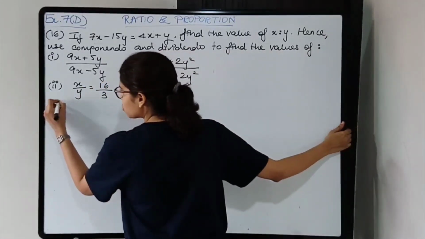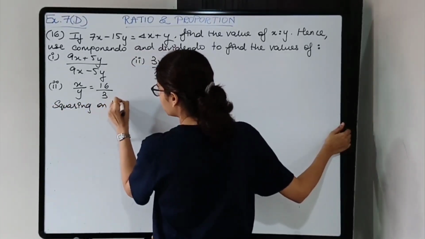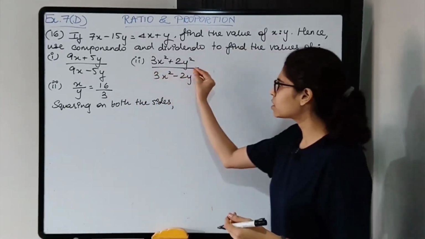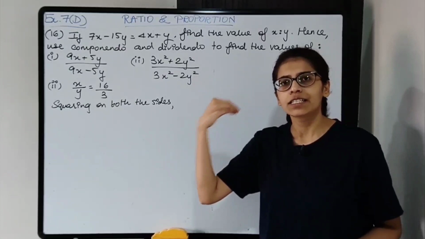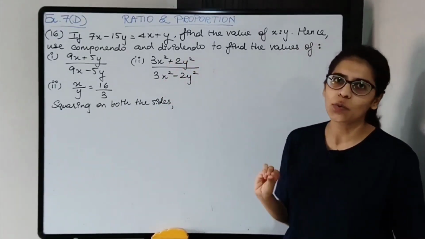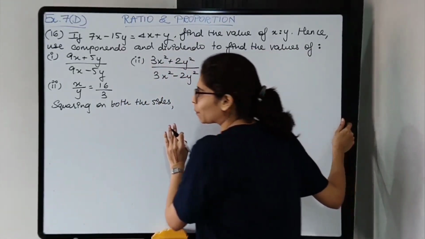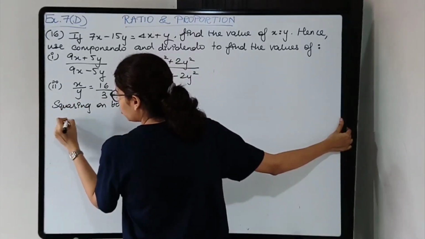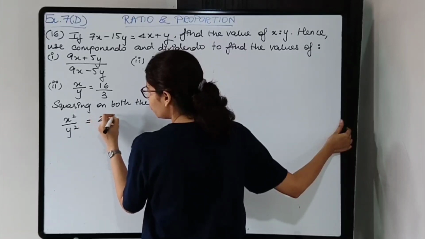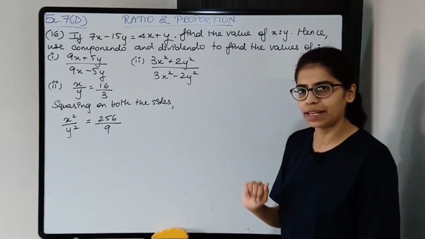So squaring on both the sides. Whenever you are given x square y square, x cube y cube, always square or cube according to the given thing. So square or cube accordingly, and then multiply with the number. So squaring on both the sides, it will become x square upon y square is equal to 16 squared, which is 256, and 3 squared, 9. This is what you will get.